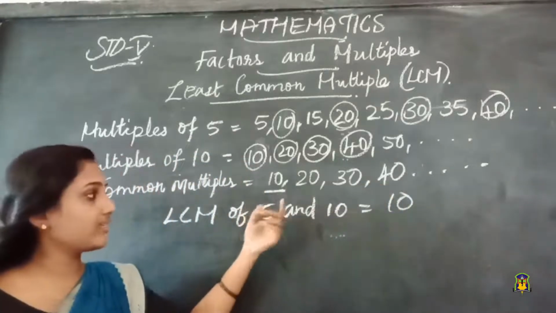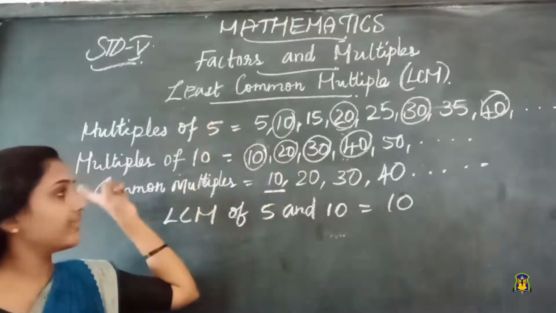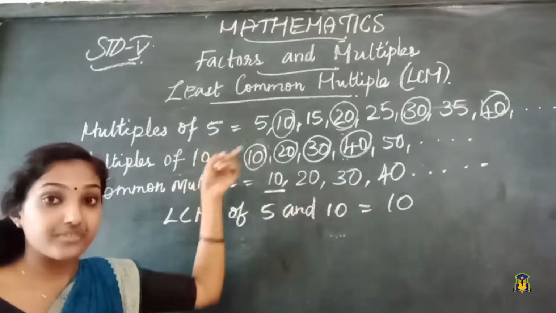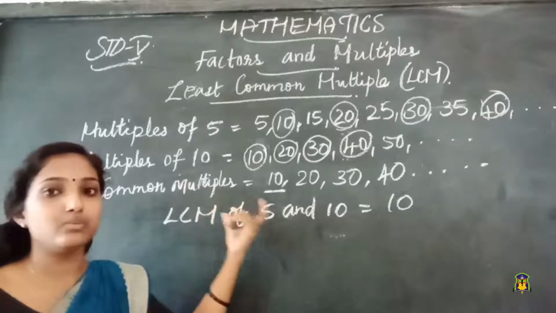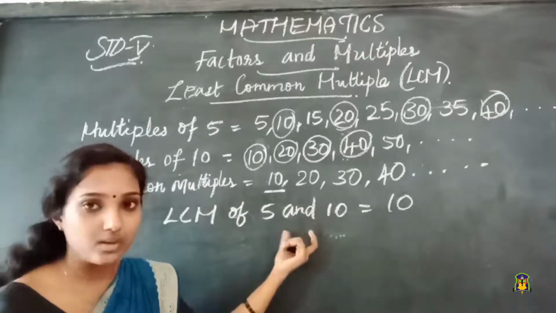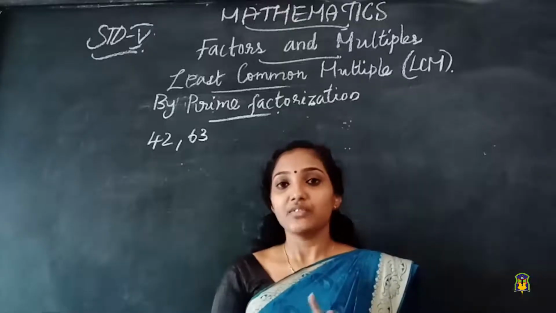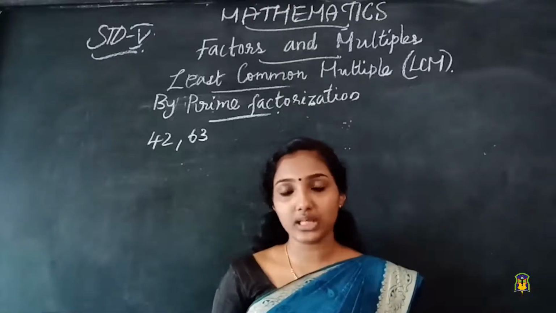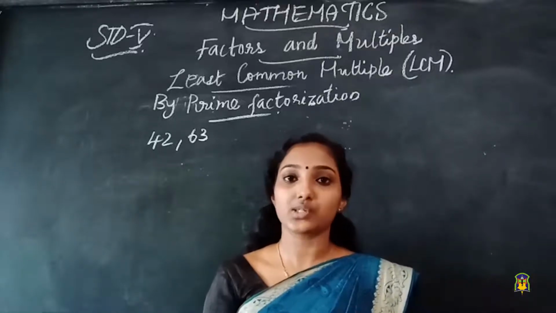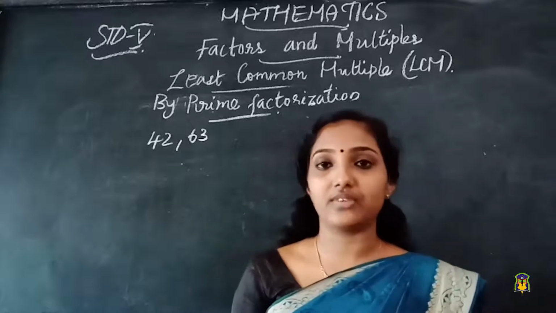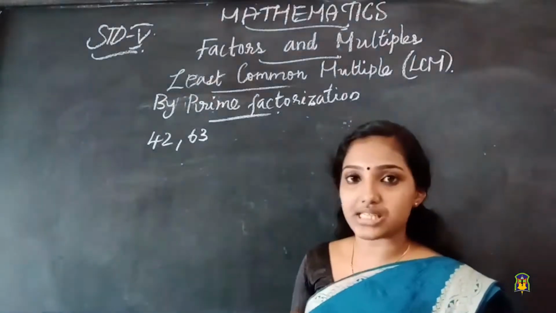Okay, so what have we done here? We have found out the multiples of 5 and then we listed down the multiples of 10, and from that we listed down the common multiples, and from the common multiples we picked out the least one. So here the least common multiple is 10. We can find this LCM by two other methods. The first one is the prime factorization method, and also by the common division method we could find this LCM. So first we are moving on to our prime factorization method.